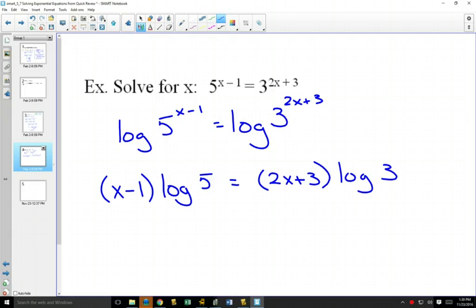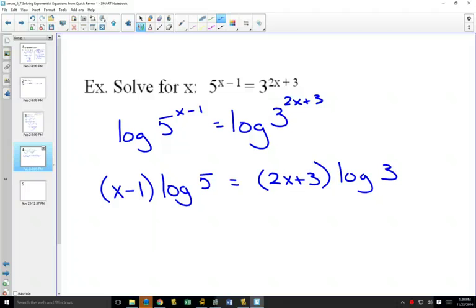Now I talked about it a little bit earlier, how important to recognize what's a number and what's just a function. Okay? Log 5 is a number. It's asking 10 to what power is 5? It's somewhere between 0 and 1. Log 3 is a number. It's asking 10 to what power is 3? It's also a number somewhere between 0 and 1. Since these are numbers, what can you do with numbers outside of brackets? You can distribute, right? You can multiply those out.